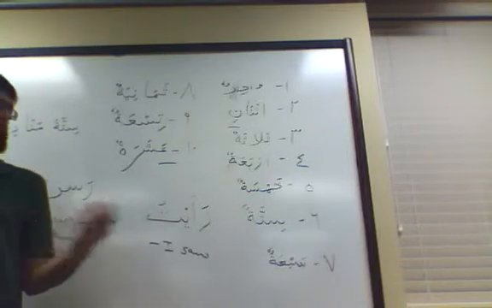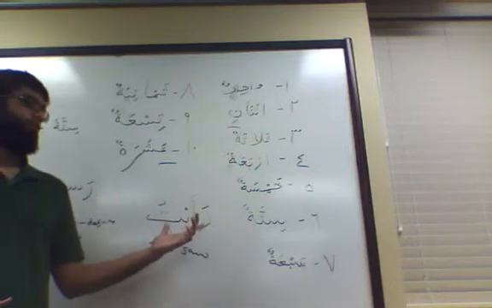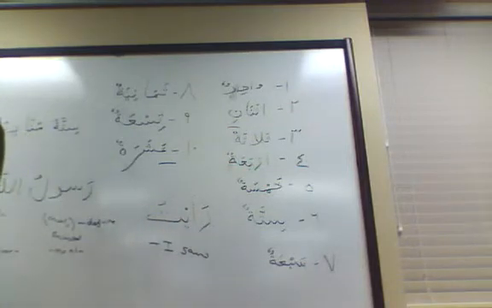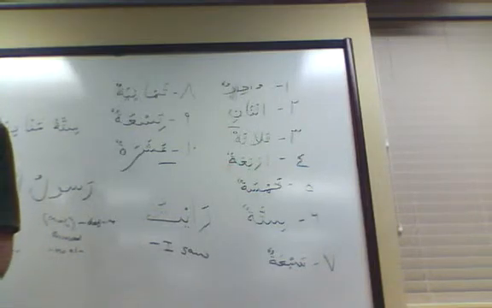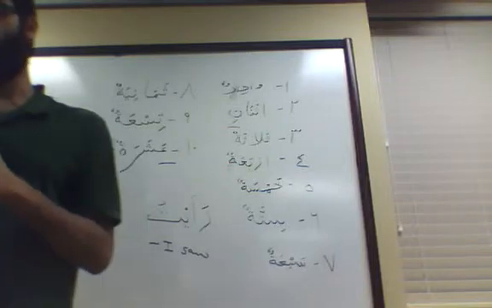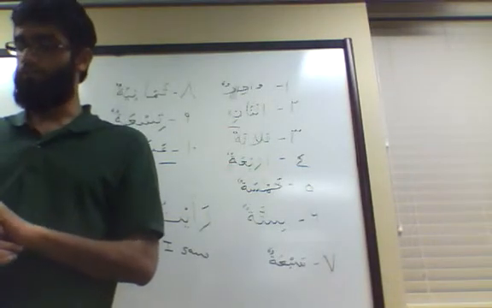So if I say I saw the house, I'm going to say ra'aytu al-bayta, right? I'm going to put a fatha on the bayt. Just like that, if I say 5 men, I'm going to say ra'aytu khamsata rijalin. I saw 5 men.